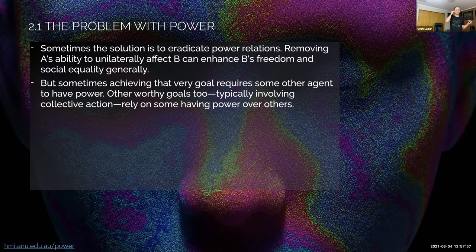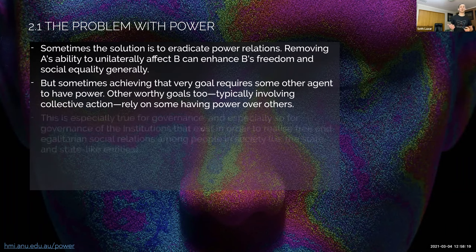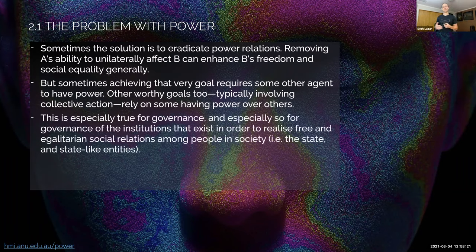Trivially speaking, in order to stop the strong preying on the weak, you need a powerful agent that's going to protect the weak, right? That's kind of inevitable. Anything that involves collective action problems, the solutions to those are going to rely on some having power over others. We're going to need power, essentially, for governance, especially for the governance of the institutions that exist in order to realize free and egalitarian social relations. So the state-like entity.